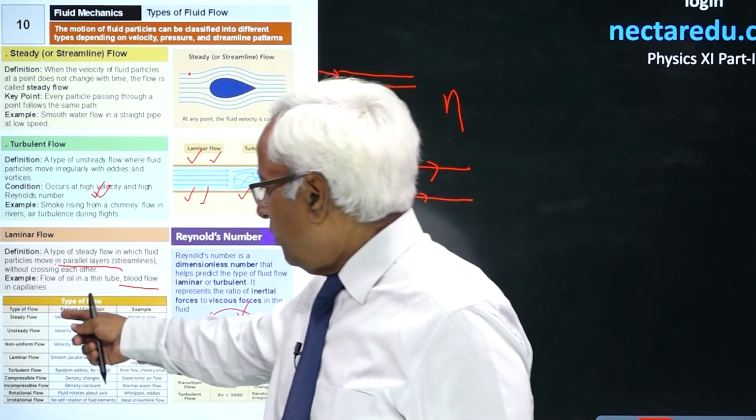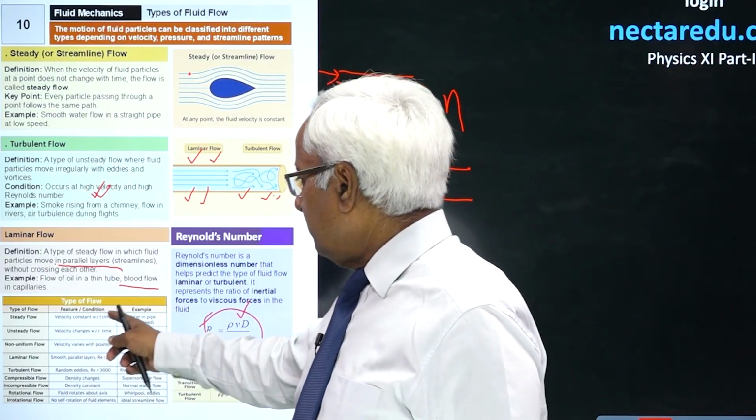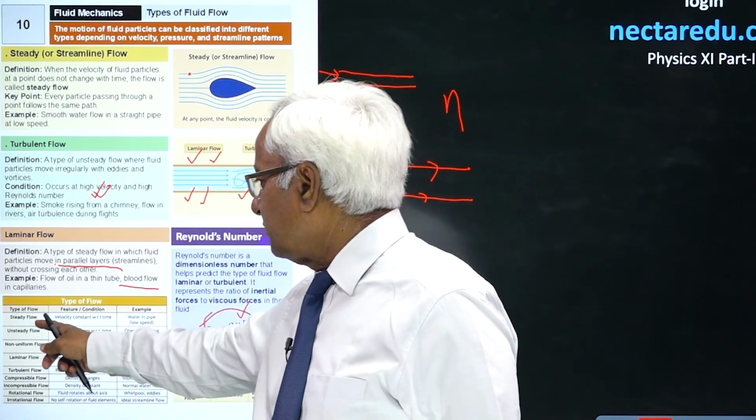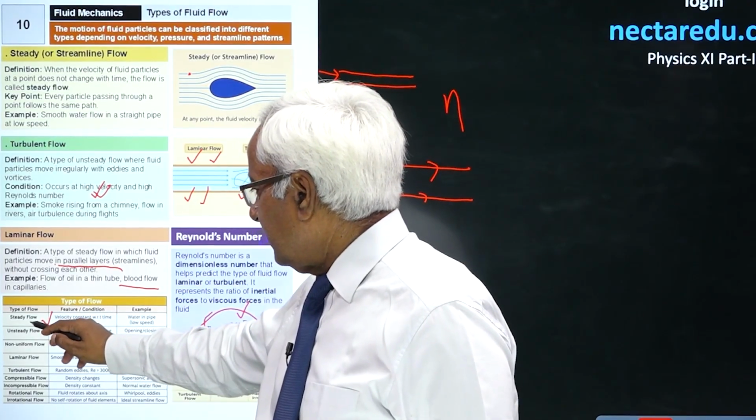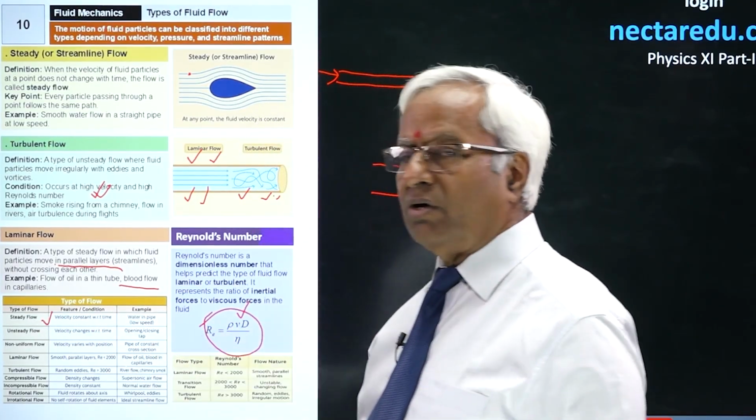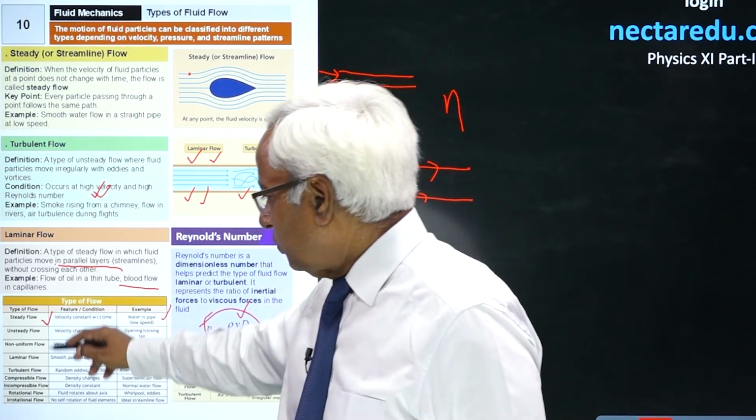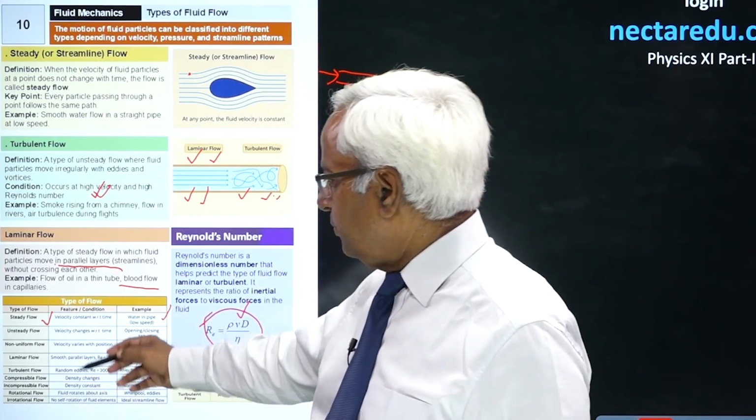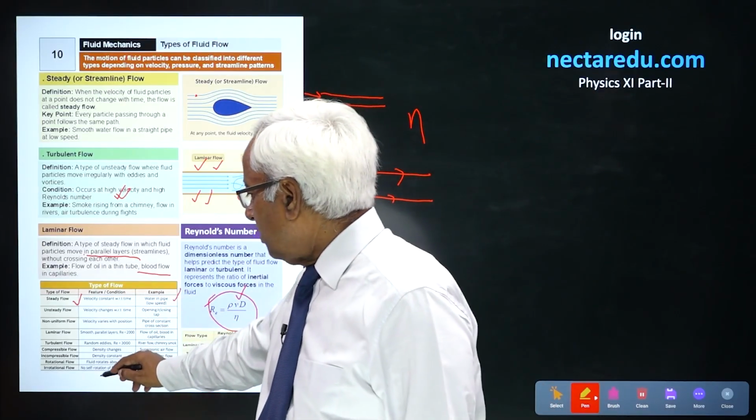Now, point-wise I have tried to explain these flows by putting the conditions and examples. All I have told you, you could take one by one, like steady flow, velocity is constant with respect to time, water in pipe, and so on. Everything I have explained, you could just see or revise in tabular form over here.